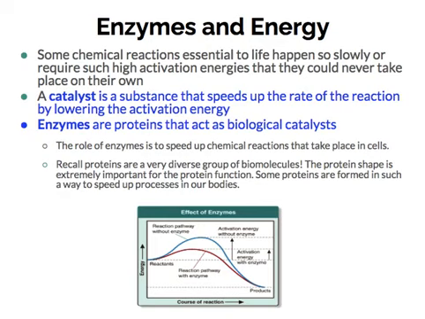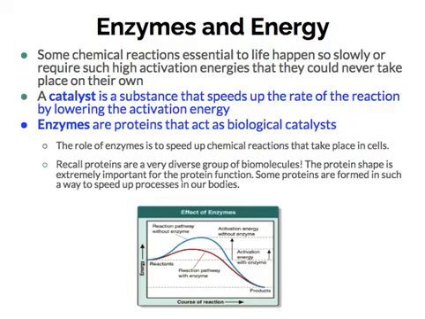So now let's look at the effect of enzymes. Some chemical reactions that are essential to life happen so slowly or require such high activation energies that they could never take place on their own. A catalyst is a substance that speeds up the rate of reaction by lowering activation energy. Enzymes are proteins that act as biological catalysts. So the role of enzymes is just to speed up chemical reactions that take place in living things and cells.